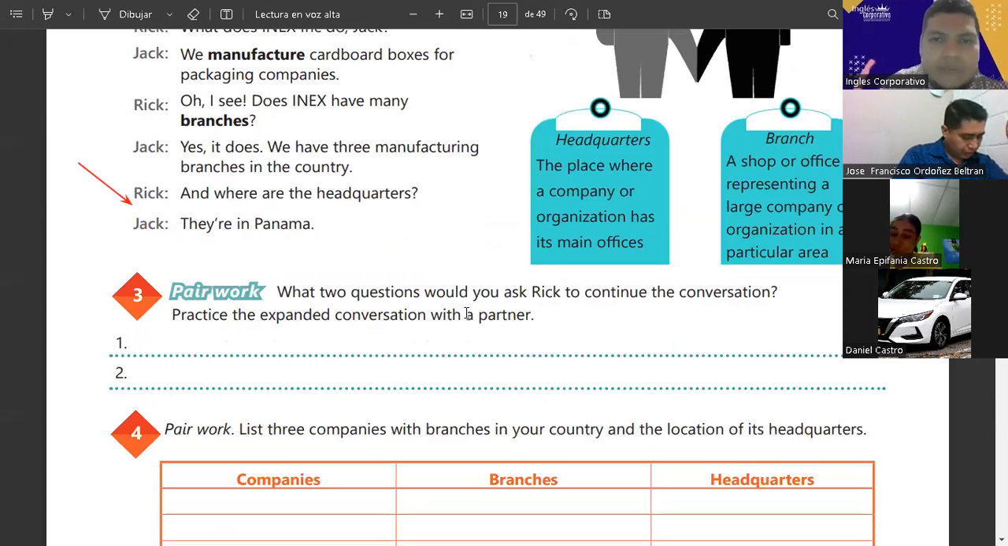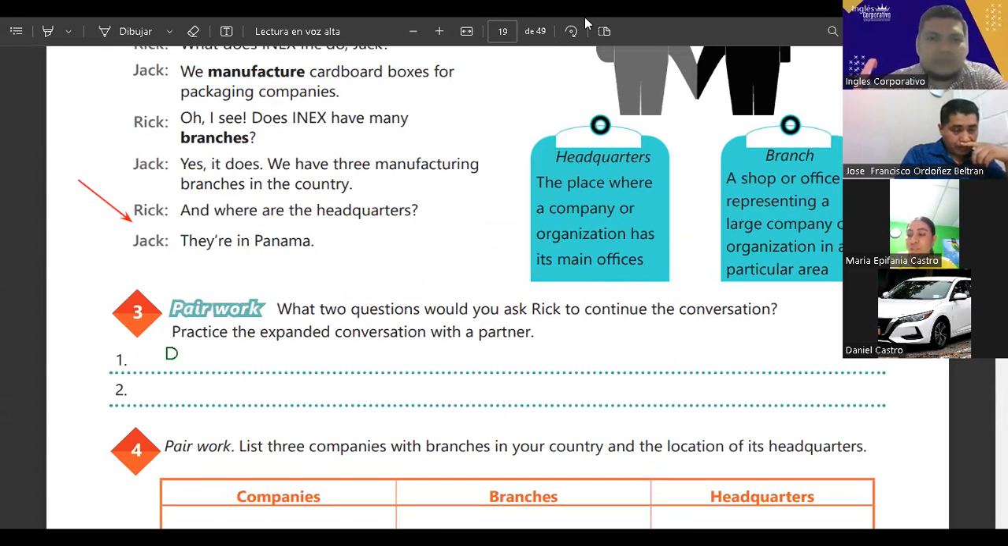Sell in other countries. Okay, very good. So this one right here could be an example. Do you sell? What do you say? Oh, okay. Do you sell in other countries? Do you sell products in another country?